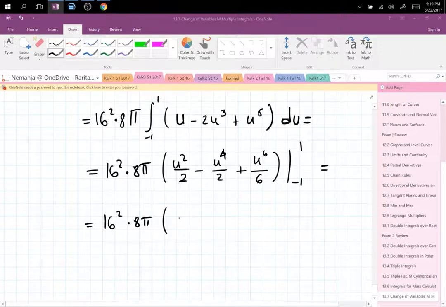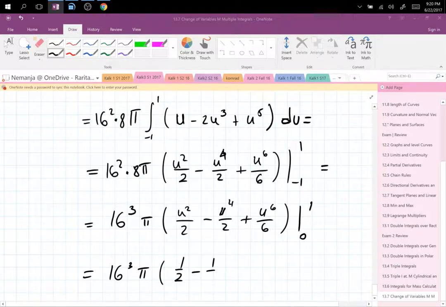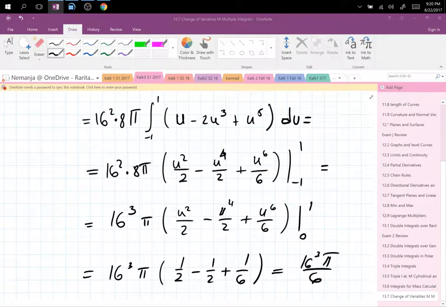It's an even function. So u squared over 2 minus u to the 4th over 2 plus u to the 6 over 6 from 0 to 1, and then make this 8 here into 16. That's 16 cubed now. And we have 16 cubed pi times 1/2 minus 1/2 plus 1 over 6. That's 16 cubed pi over 6. Maybe.